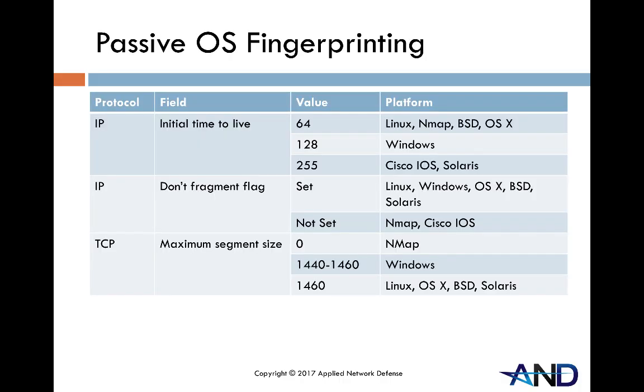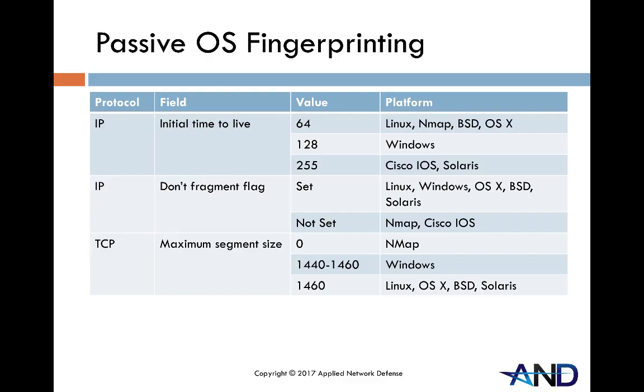Here's a chart that shows a few protocols and fields and what their values might map to under most normal circumstances. So you see right here at the top, we have the IP TTL value, which I've just talked about in the previous example. A value of 64 is most commonly associated with Linux, Nmap, the network scanner, BSD, or OS X. A value of 128 is commonly associated with Windows platforms, and a value of 255 is commonly associated with Cisco iOS or Solaris platforms. So based upon those values, you can make a generalized judgment about what may have sent those things.